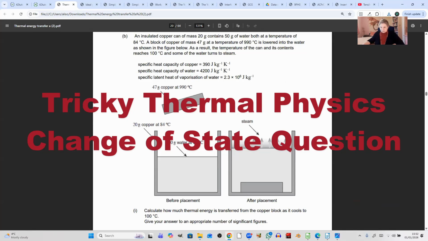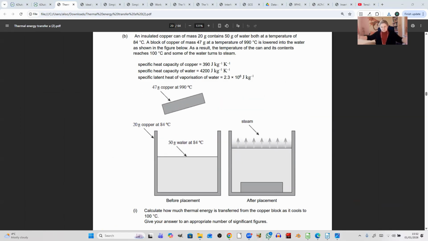The thing that makes this difficult is all of the different masses and numbers. You end up with millions and millions of variables, and you've got to be clear about which is which. Okay, so we've got an insulated copper can, so that's this thing. It's got a mass of 20 grams and it contains 50 grams of water, that's labelled. They're both at a temperature of 84.